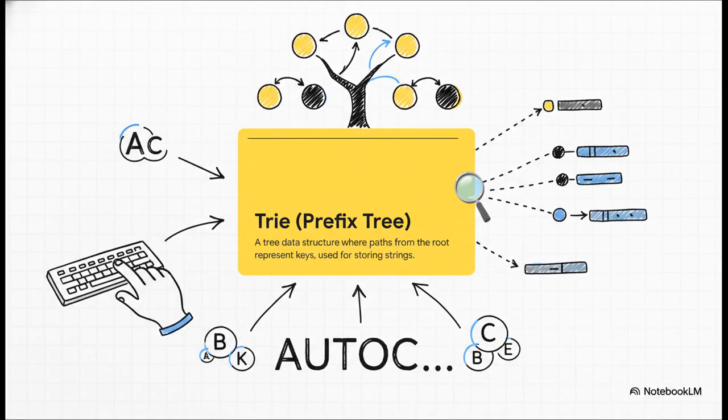A trie, also known as a prefix tree, is a type of search tree. Now, what's interesting is that the nodes in a trie don't store the keys themselves. Instead, the path from the root of the tree to any node represents a prefix. For example, a path of nodes for C, then A, then T would represent the prefix cat.